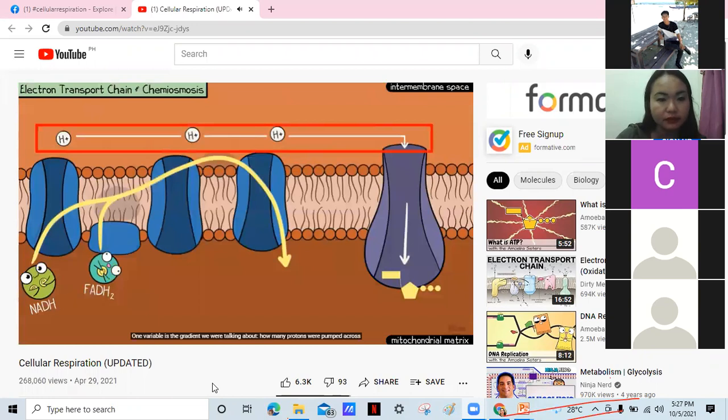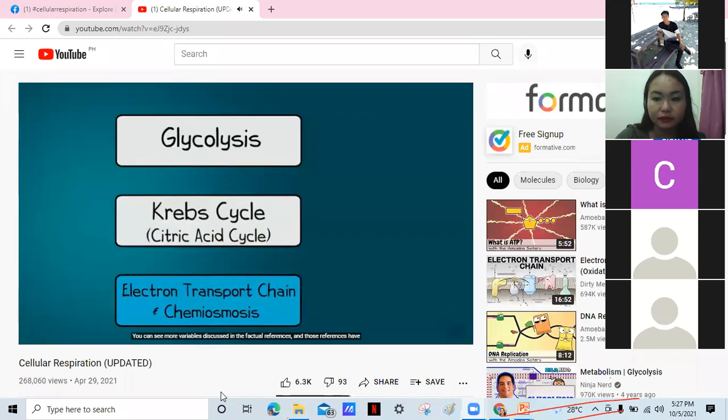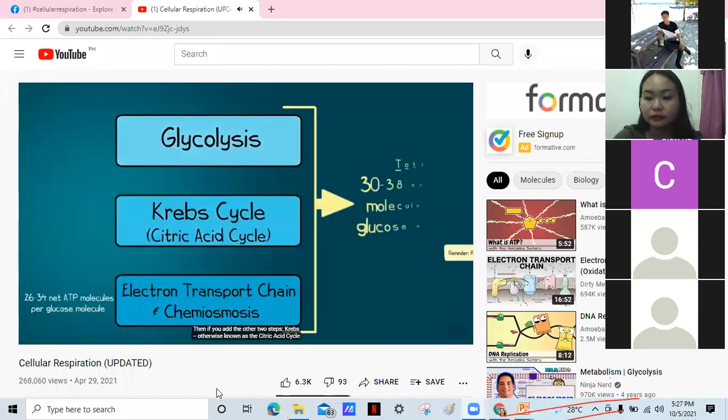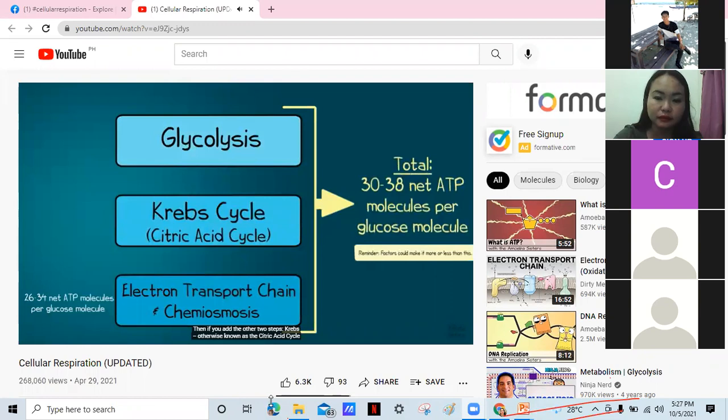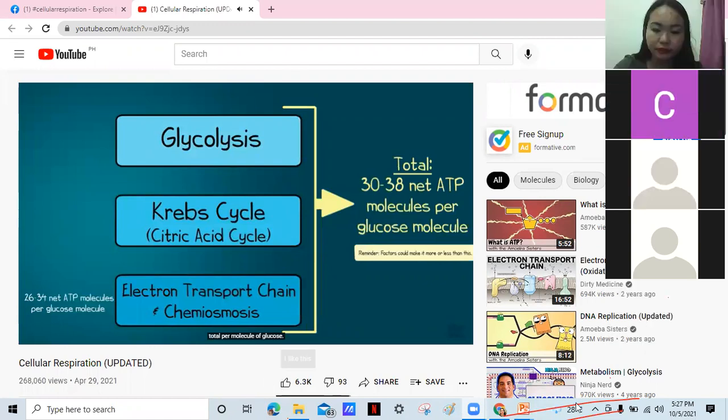One variable is the gradient we were talking about. How many protons were pumped across the mitochondrial membrane? You can see more variables discussed in the factual references. Those references have estimates ranging from 26 to 34 molecules of ATP per glucose molecule for the electron transport chain and chemiosmosis step alone. Then, if you add the other two steps, Krebs, otherwise known as the citric acid cycle, and glycolysis, you could estimate a range of anywhere between 30 to 38 net ATP molecules total per molecule of glucose.